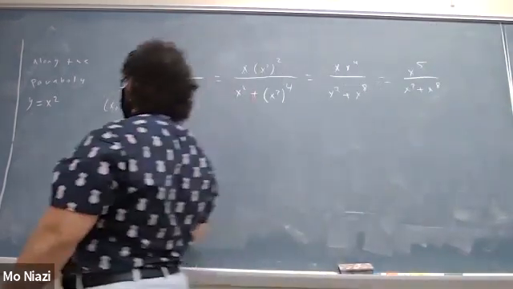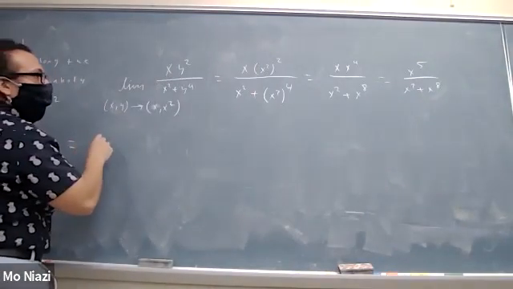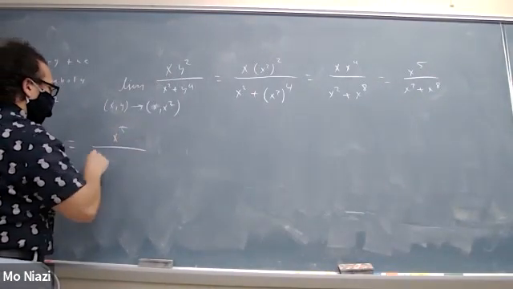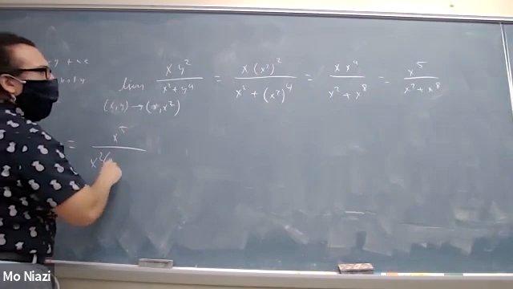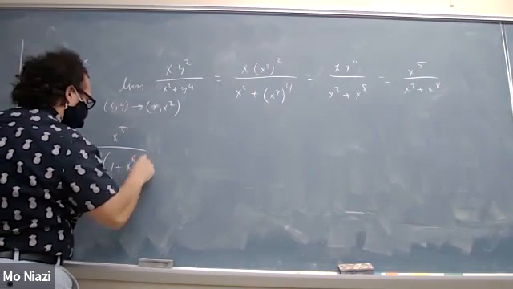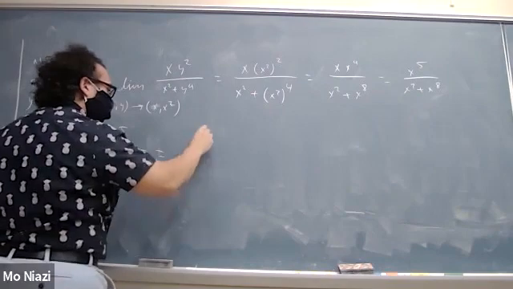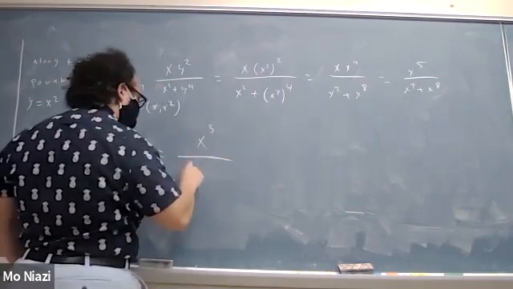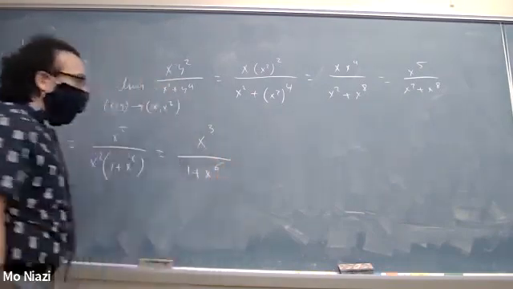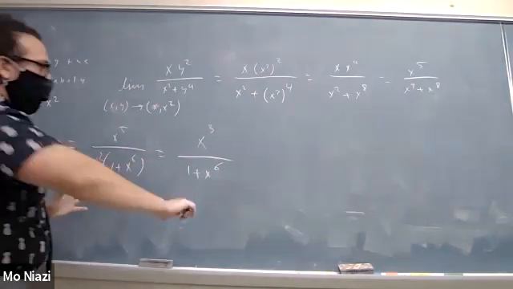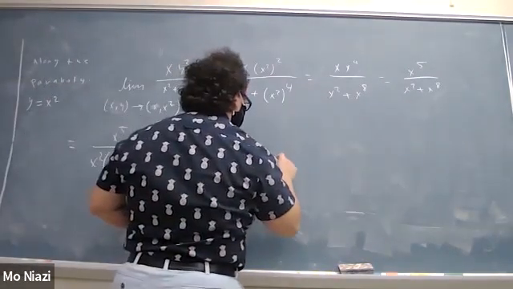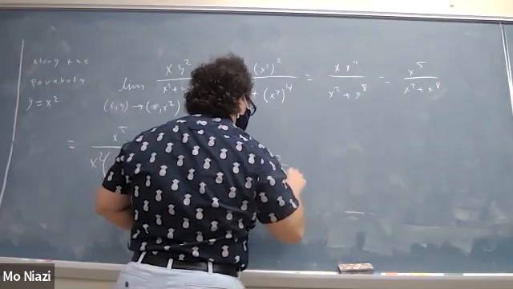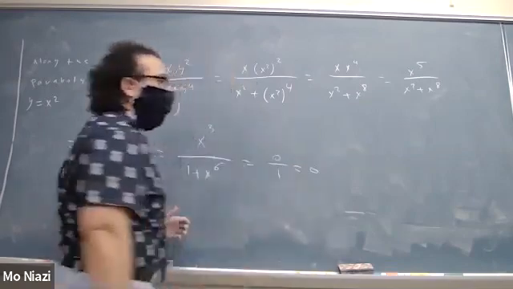So we cancel some stuff out here with my factor. Okay, so I cancel, I get x cubed over 1 plus x to the 6th. Again, when we do that limit business, this equals 0 over 1, which is 0.